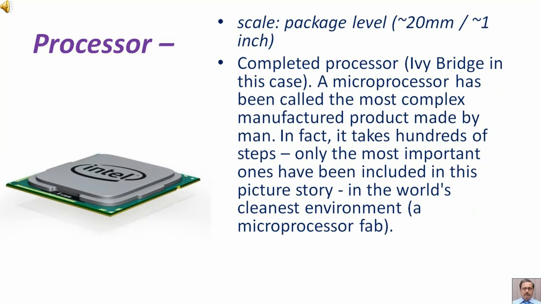Ivy Bridge. In this case, a microprocessor has been called the most complex manufactured product made by man. In fact, it takes hundreds of steps. Only the most important ones have been included in this picture story. In other words, the cleanest environment is a microprocessor fab.